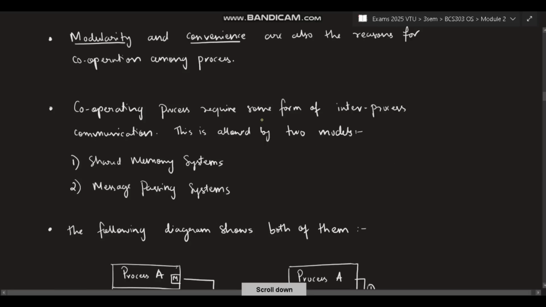So cooperating among the processes requires some form of inter-process communication. This is allowed by two models. There are two models in which inter-process communication happens. The first is shared memory, the second is the message passing system. By the name itself, you can understand in shared memory we'll be having a shared memory, and message passing will be doing the message passing.